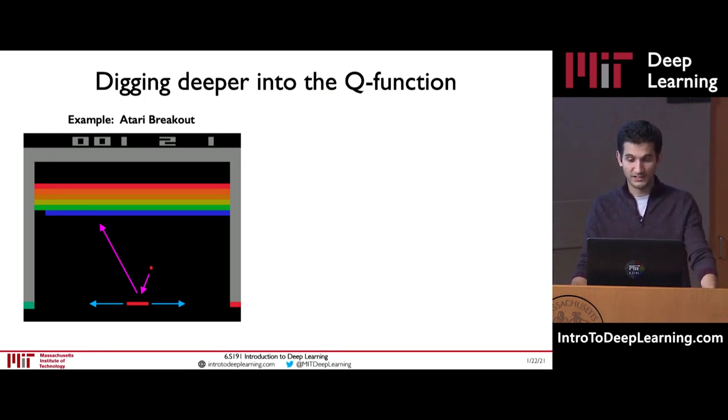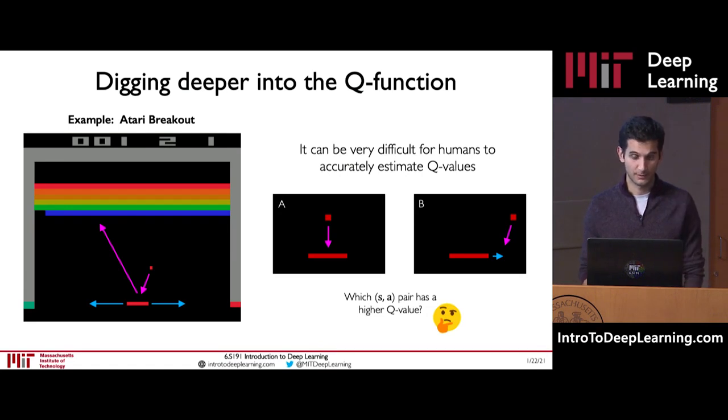So the Q function essentially tells us the expected total return that we can expect given a certain state and action pair. And the first point I want to convey to all of you is that it can sometimes be extremely challenging for even humans to define what is a good state and action pair, and what is a bad state and action pair. I'm going to show two examples here.